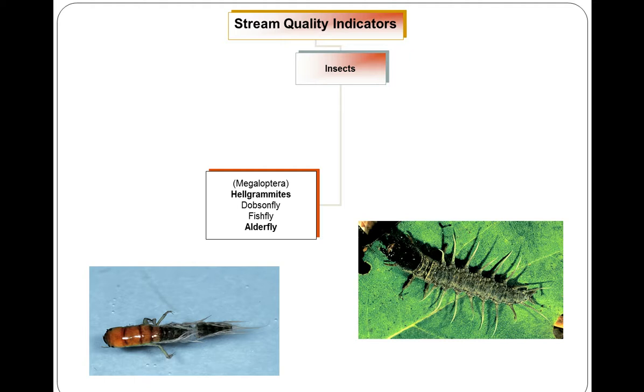Next, we're going to move into the hellgrammites and alderflies. This is in the order Megaloptera. As you can see here, we have a hellgrammite and then an alderfly.